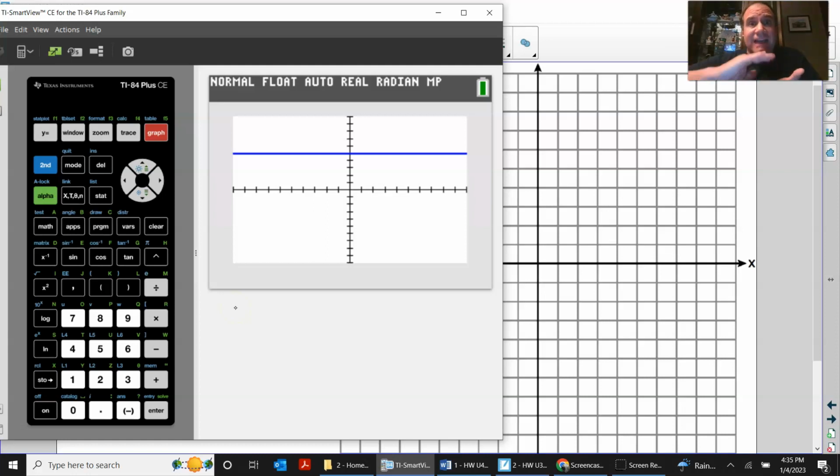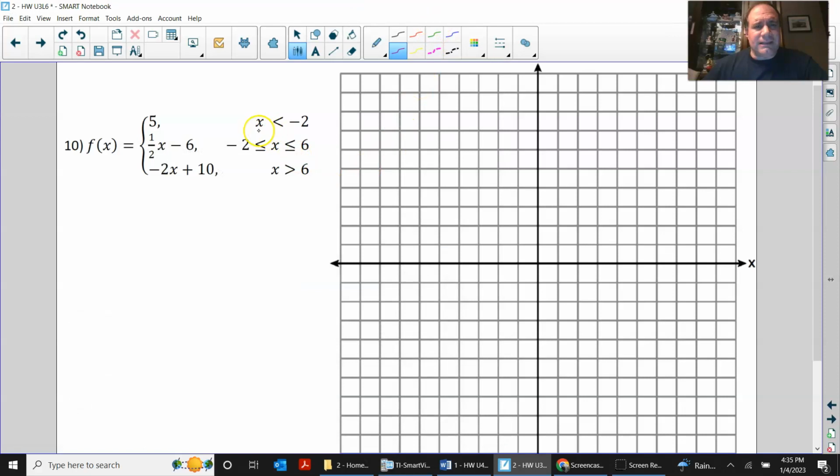It crosses at 5. So if you want to put a little point here just to help yourself out, that's 1, 2, 3, 4, 5. All along that horizontal line, that 5, where y equals 5, that's the line.